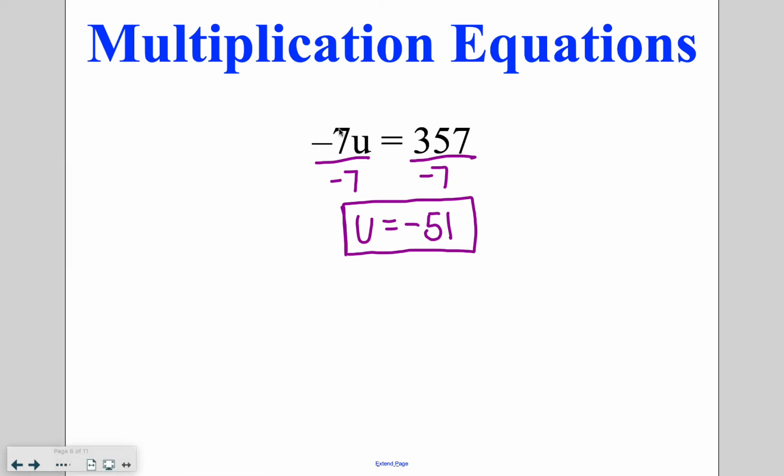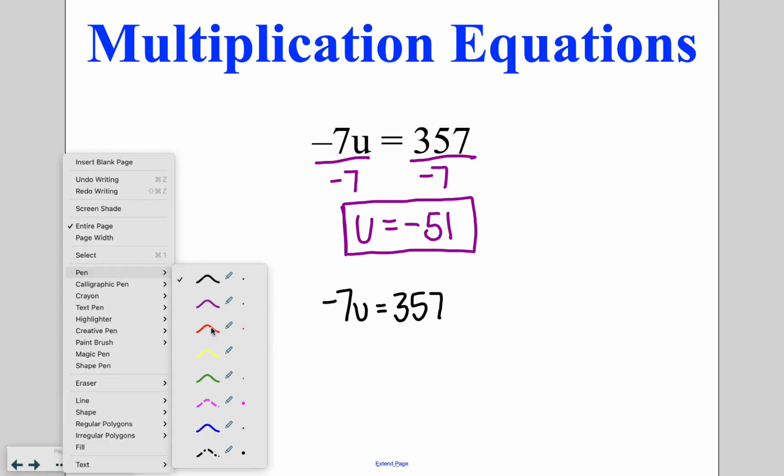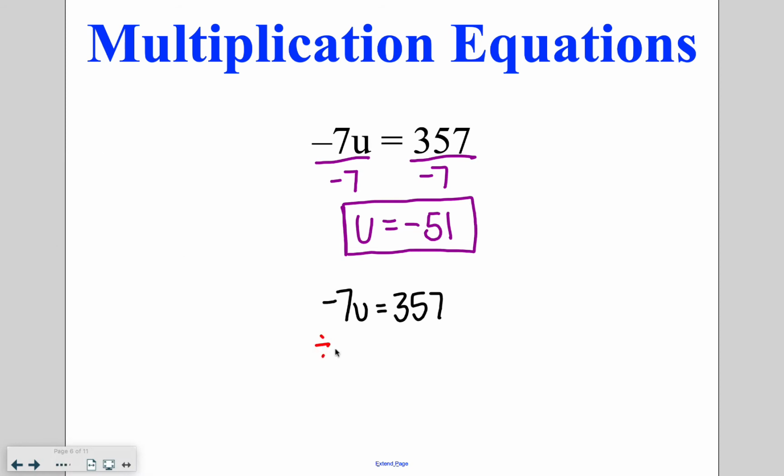When you are using division, you can show that two ways. The first one I just showed was using that division in fraction form. The other way that you can show the division is using that traditional division symbol with the line and the two dots. So if you wanted to show your work in the other way, you could say divided by negative 7, divided by negative 7, and you still would get an answer of u is equal to negative 51. So that part is just a notation thing if you want to use the fraction as your division symbol or if you want to use the actual dividing sign as your division symbol.